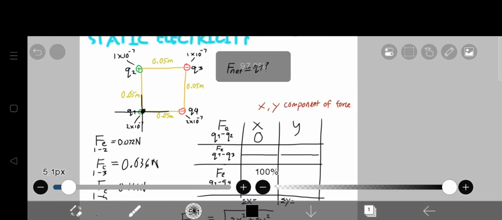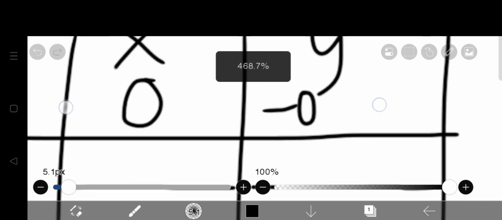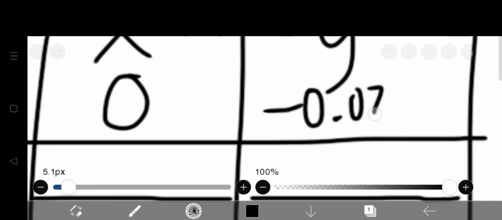Now, as you can see, the force between Q1 and Q2 is repel. Repel yung force nila. Ibig sabihin, maghihiwalay sila. Now, si Q2, nag-e-exert kay Q1 ng force pababa since naghihiwalay nga sila. And ang pababa sa Cartesian plane ay negative. So, ang value ng ating y ay negative 0.072 newtons.